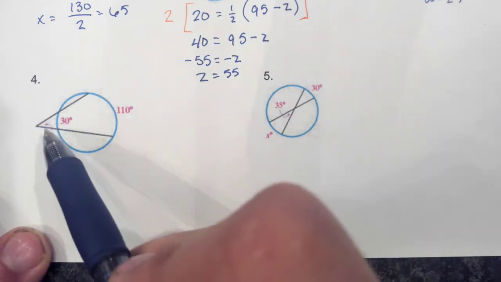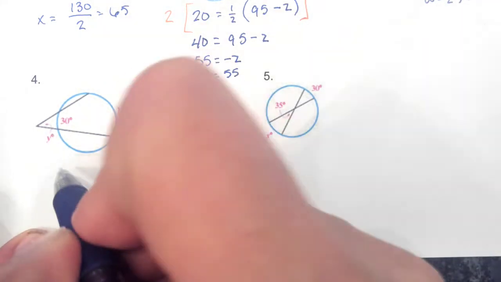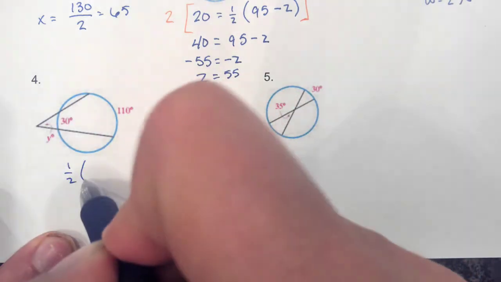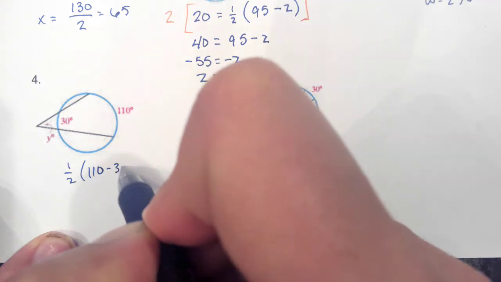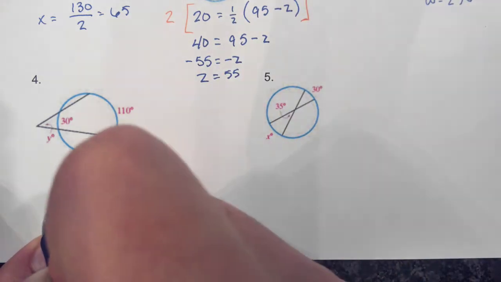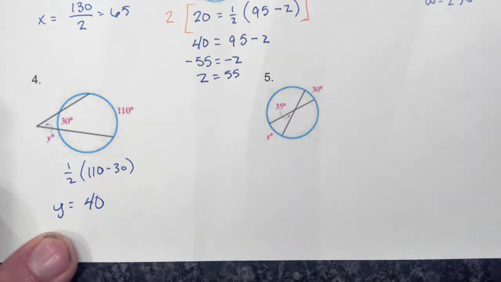Okay, so some more non-central angle type things. This time we are finding the angle, so I can just use the formula. 1/2, they intersect outside of the circle, so it's the subtraction of the two arcs. 110 minus 30, so that's half of 80. Half of 80 is, of course, 40 degrees. Y is 40.